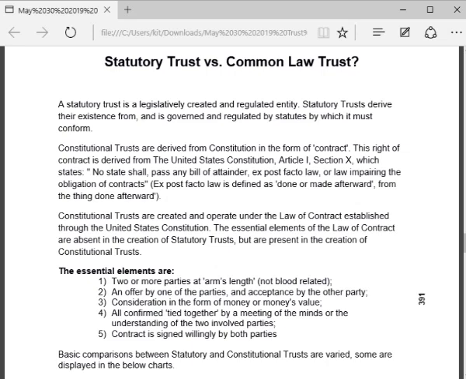The essential elements are: 1. Two or more parties at arm's length, not blood related. 2. An offer by one of the parties and acceptance by the other party. 3. Consideration in the form of money or money's value. 4. All confirmed, tied together by a meeting of the minds, or the understanding of the two involved parties. 5. Contract is signed willingly by both parties. Basic comparisons between statutory and constitutional trusts are varied. Some are displayed in the below charts.